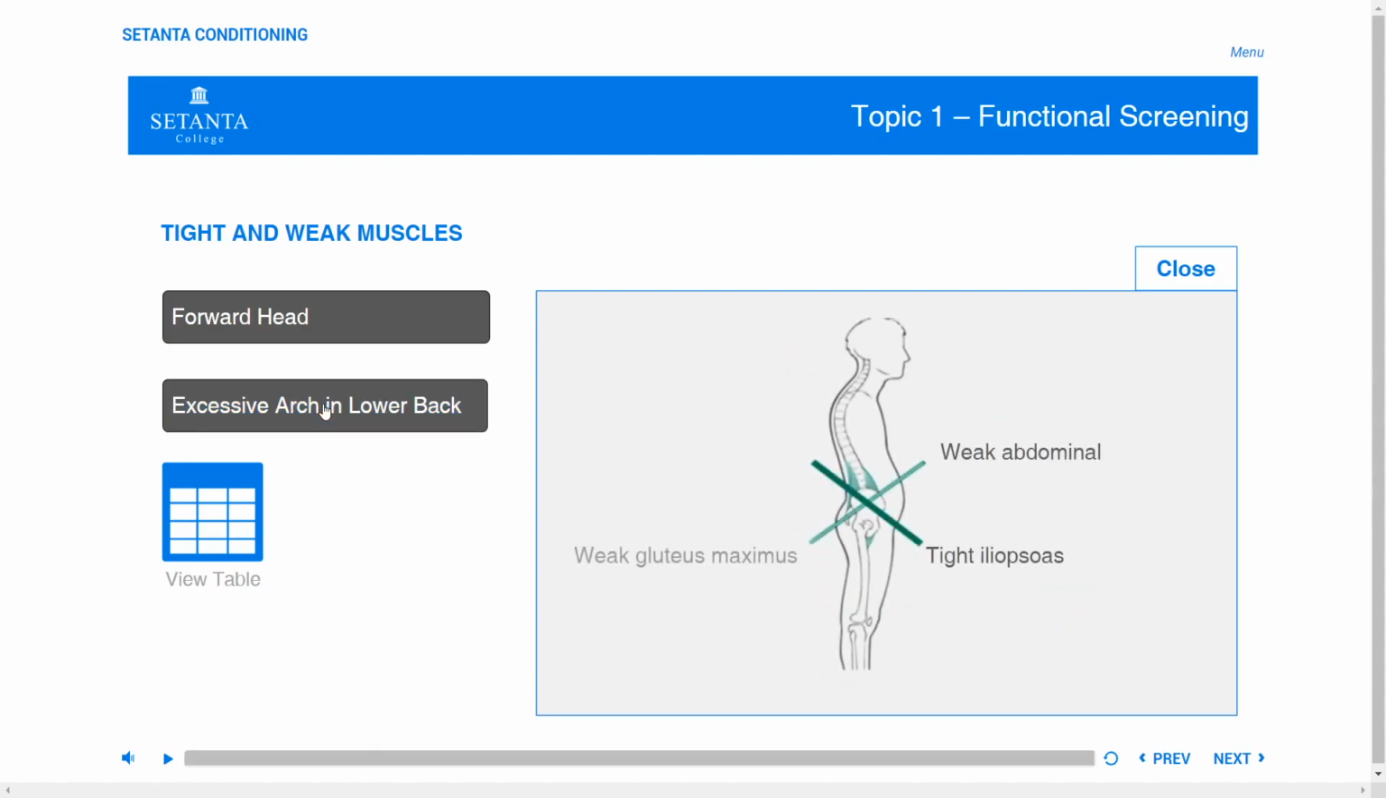Excessive arch in the lower back. An excessive arch seen in the lower back can be described by tight lower back muscles crossed with tight hip flexor muscles. In opposition, yet in a weakened relationship to these overactive muscles, we find the gluteal and abdominal cross pattern. In addition, with this condition, the quadricep muscle group tends to be tight. This condition is also referred to as lower crossed syndrome.